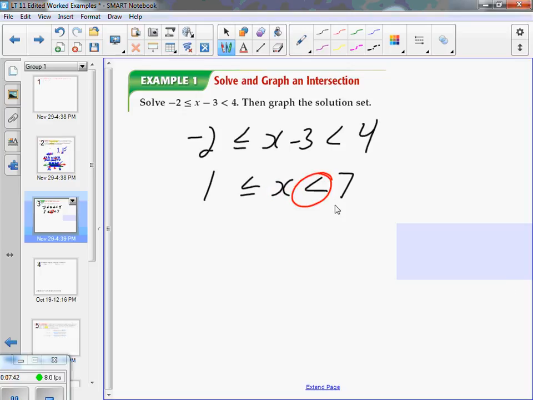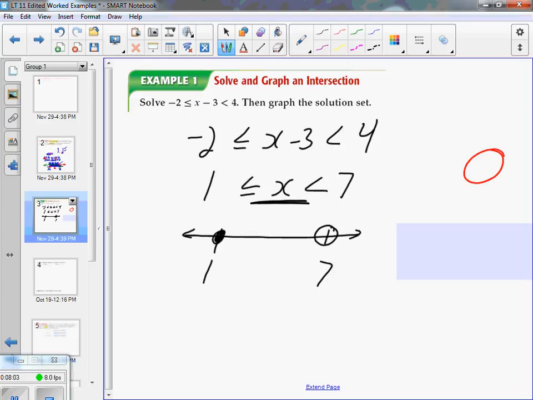Now, what does this mean, though? Well, it means that if I take a number line and I start at 1 and I end at 7, see how it's 1 is less than or equal to x? Closed circle. X is less than 7, open circle. See how x is between them when I write it in symbols? X is between them when I graph it.